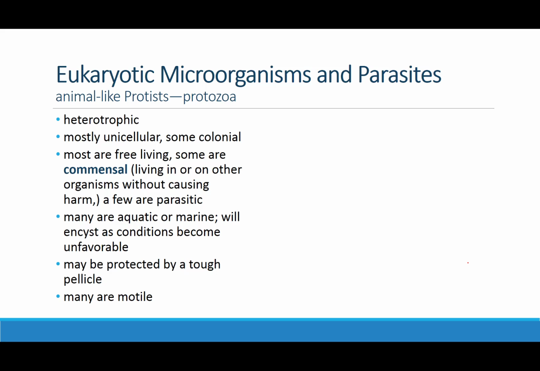Okay, so we'll wrap up by talking about the protozoa. Protozoa are all heterotrophic. They're primarily unicellular, but there are some that are colonial. Most of them are free-living, although some are commensal with other organisms. So commensal is a term that means that they live in or on the other organism, without harming them. And then a few are parasites, where they're living together with another organism and they're actually harming it as they are living.